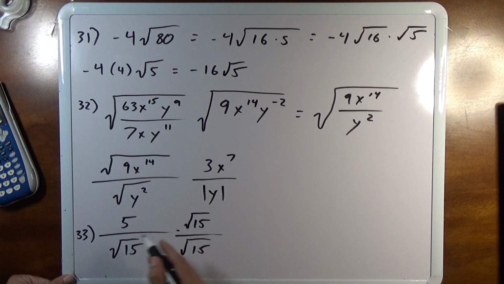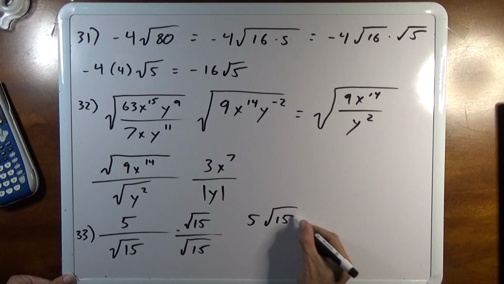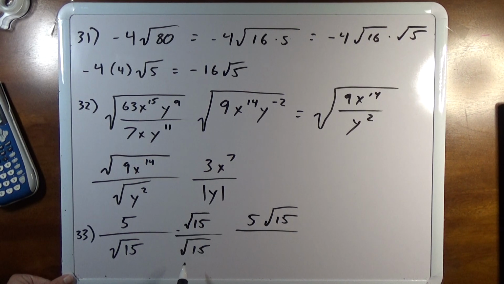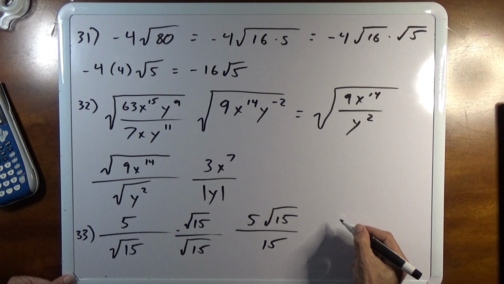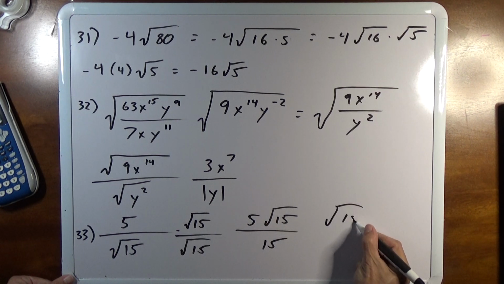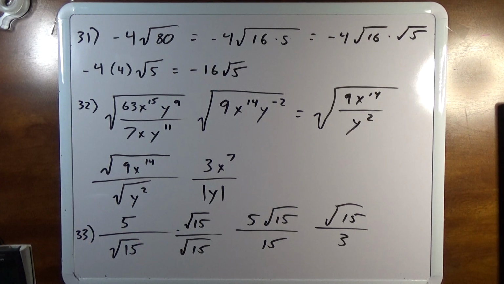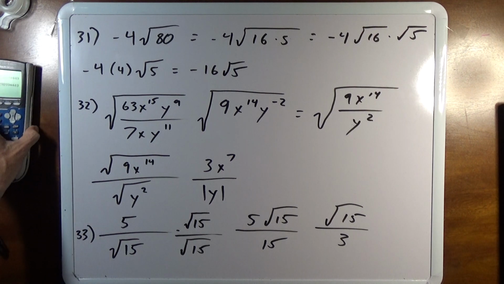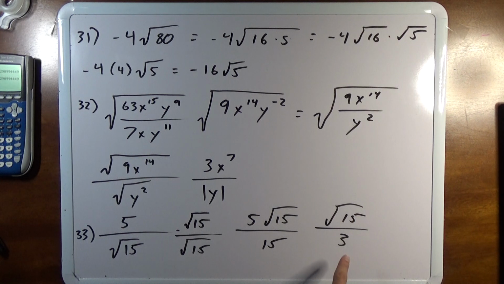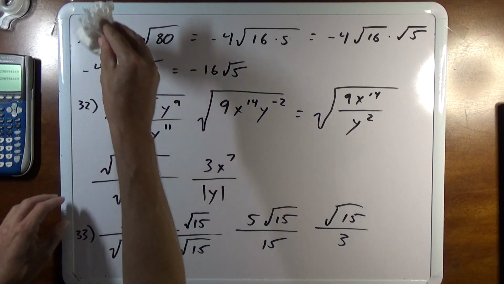So when I multiply, I get 5 root 15 over the square root of 15 times the square root of 15, which is the square root of 225, or 15. And then I'll just make this 1 over 3, square root 15 over 3. And if you want, you can check: 5 divided by square root of 15 is about 1.29, or I can do the square root of 15 divided by 3. I get the same thing. Again, that'll tell me that these are equivalent expressions. It won't tell me that I have the proper form, but it's a good idea to check just to see. Tell you you're on the right track.